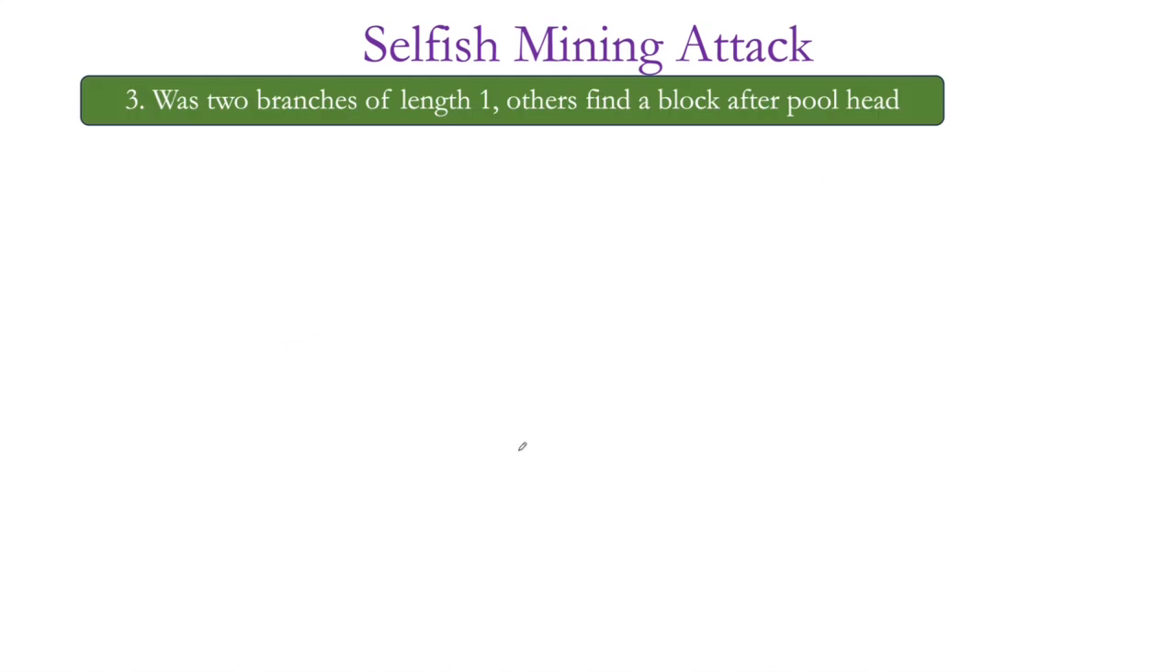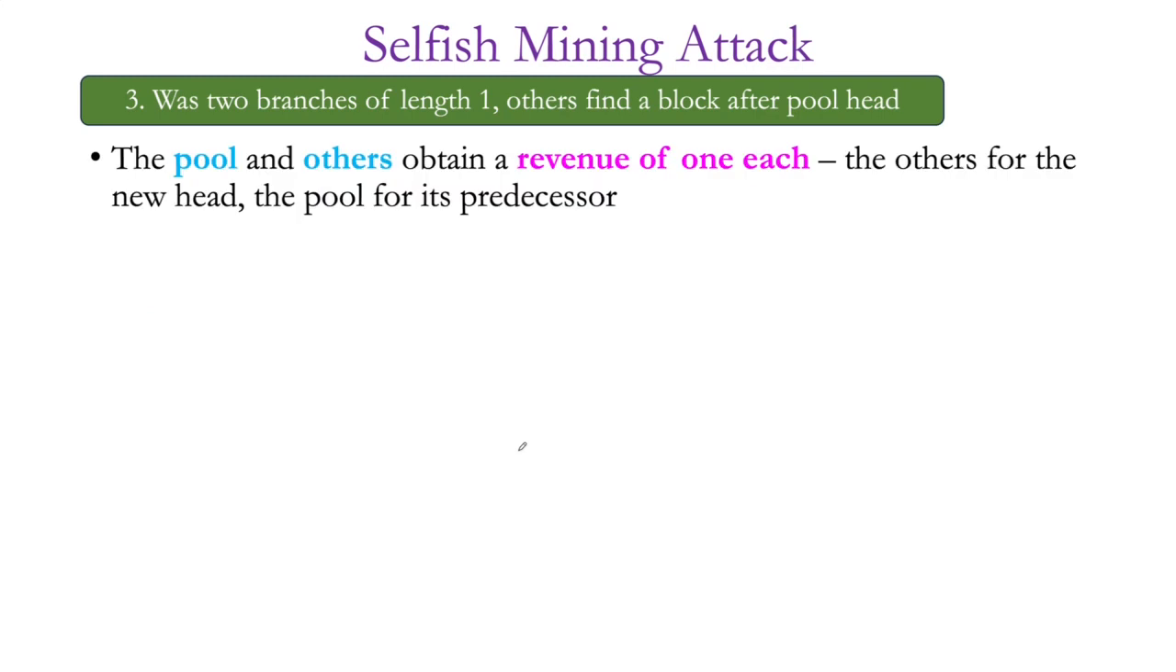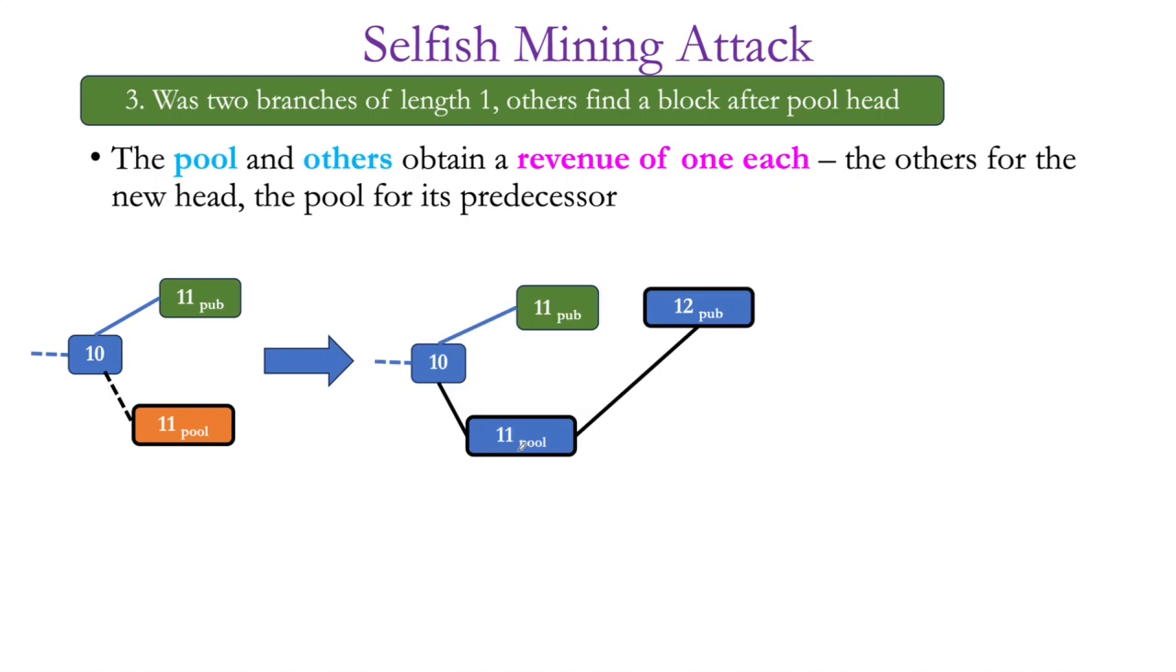Another case is two branches of the same length, and others find a block after the pool's head. Then the pool and the others each obtain a revenue of one. So both are building. This is another case with two branches. The honest node also gets revenue for one block, and the pool also gets revenue for one block.